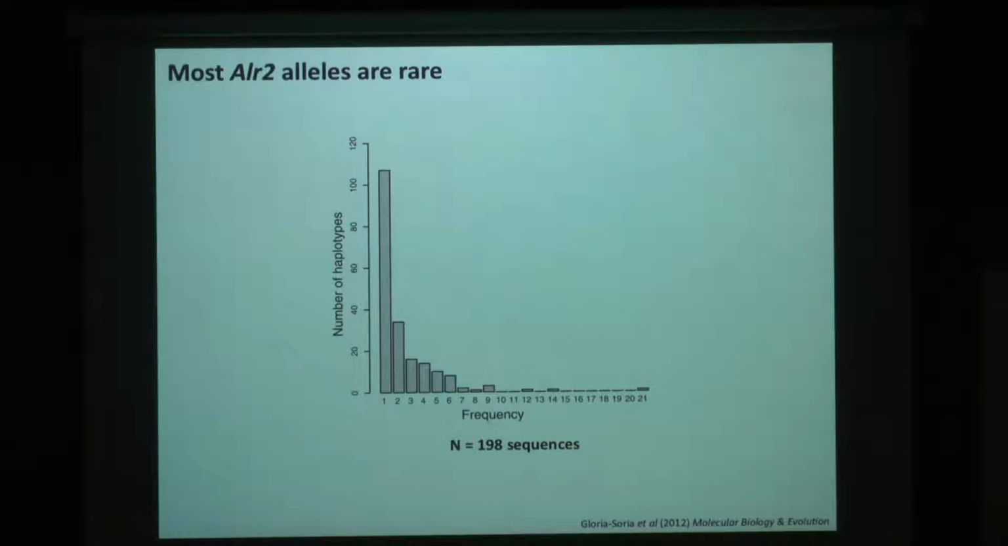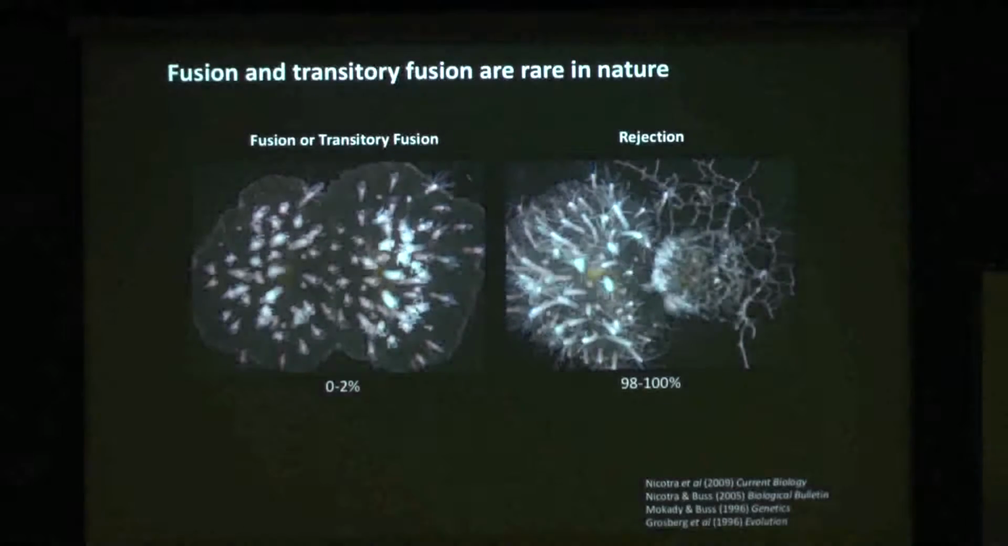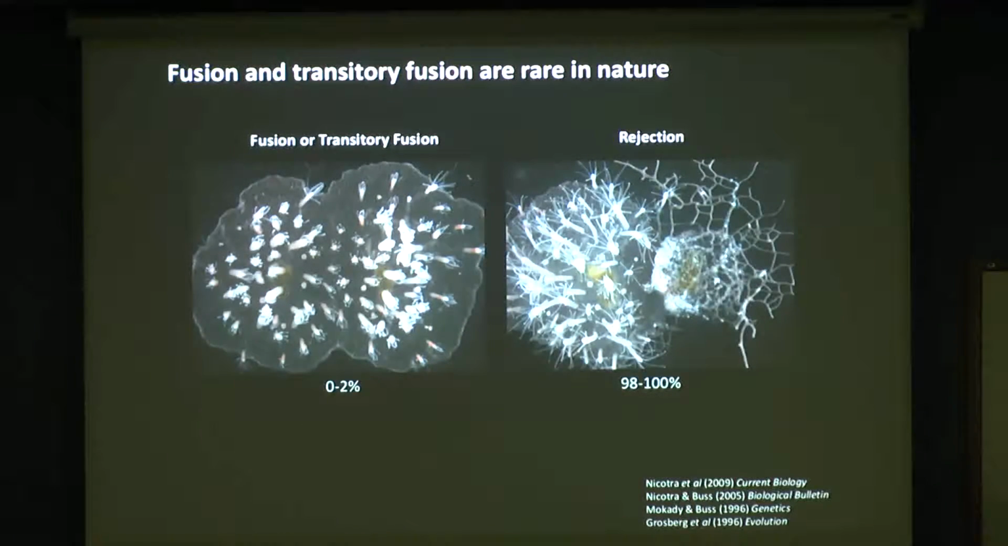And this is just to make the point that most of those alleles are actually present as single copy or duplicates or triplicates in the population. So lots and lots and lots of alleles, very low copy number for each one. Okay, and so if you put those two things together, the rules I just told you about and this high level of polymorphism, it's not surprising that if you go out and just take colonies at random, 98 to 100% of the time they're going to reject. Only 0 to 2% of the time do you see fusion or even transitory fusion responses. Okay, so it's a very precise system.